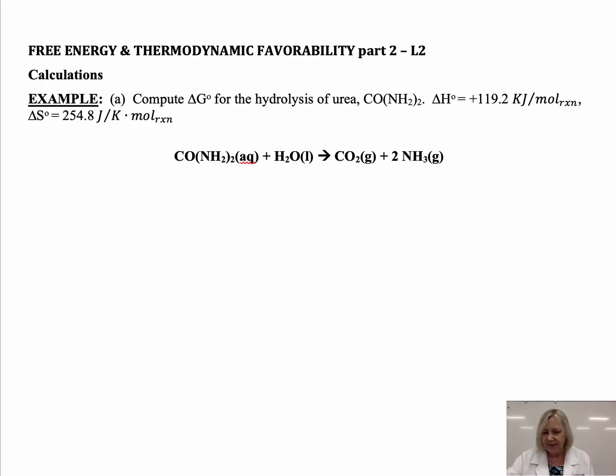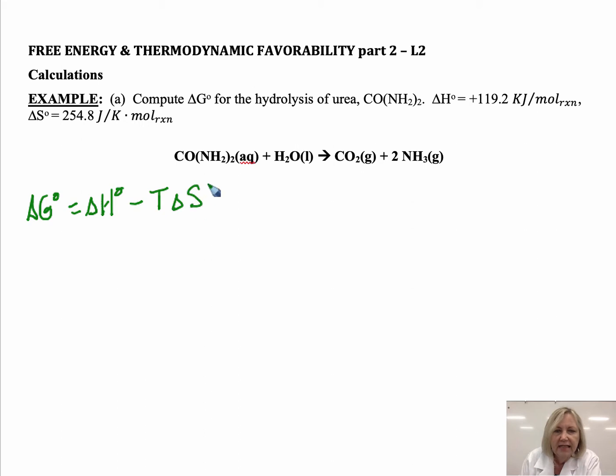Hi, welcome. What I'm going to be covering in this video is a look at the mathematical analysis of free energy and thermodynamic favorability. So the formula that we're going to be focusing on is delta G naught. We're going to be looking at that balance between delta H naught minus T delta S naught.